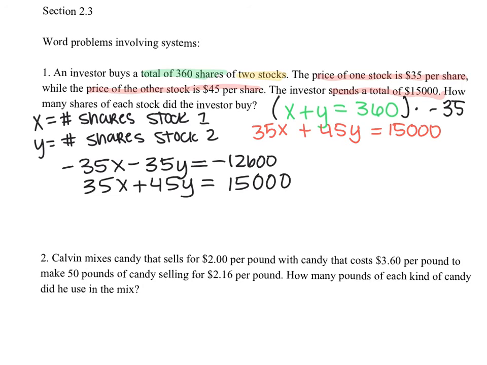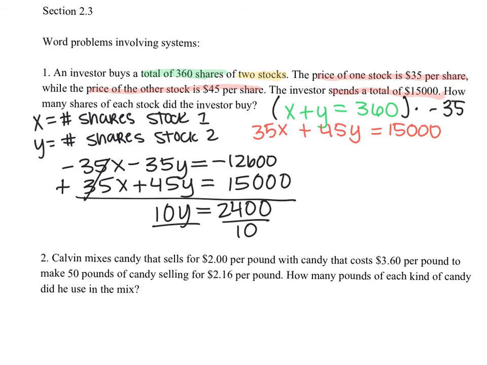One of the reasons I chose to eliminate x is to avoid any negatives when I added my equations together. So I'm still attempting to avoid negatives in some way. So the x's are going to cancel when I add them together, and negative 35y plus 45y becomes 10y, and negative 12,600 plus 15,000 is 2,400. Then we're going to divide by 10, and we get y equals 240.